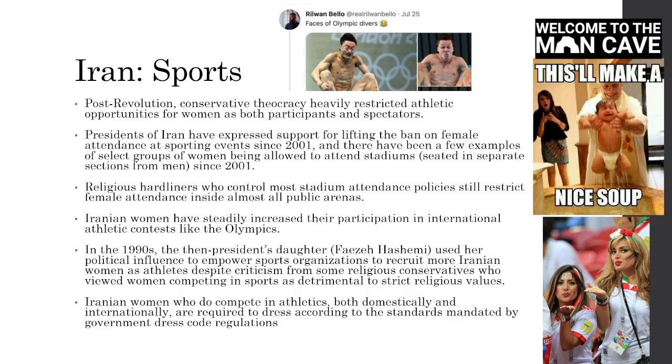Iranian women who do compete in athletics, both domestically and internationally, do have some restrictions even then. So they can compete, but they have to dress according to a dress code, which is a very conservative and modest Iranian dress code style.